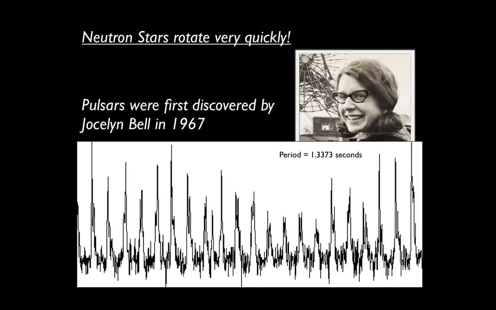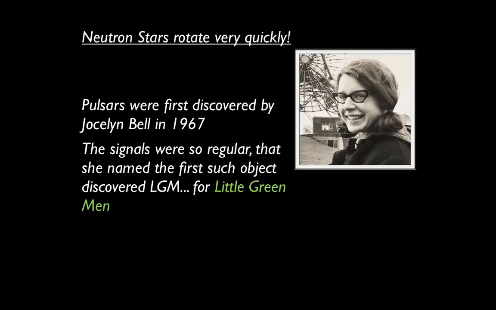Pulsars were first discovered by Jocelyn Bell in 1967. Here's an image of a pulsar with a period of 1.3373 seconds. The amazing thing for Jocelyn when she first discovered these was how regular these pulsations were. The time lag between each pulse was extremely accurate and always the same. And that led her to call the first object that she discovered like this LGM, which stands for Little Green Men.